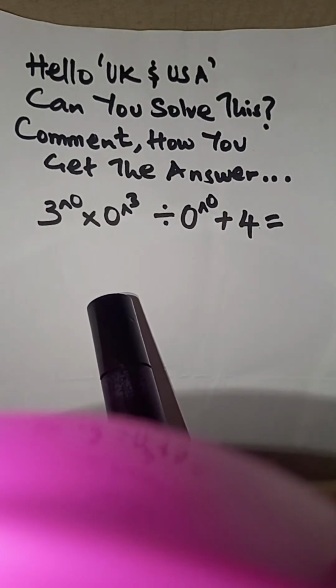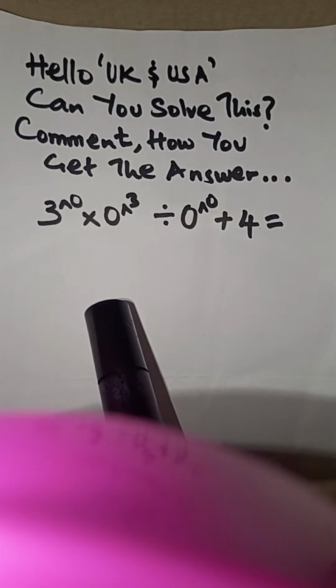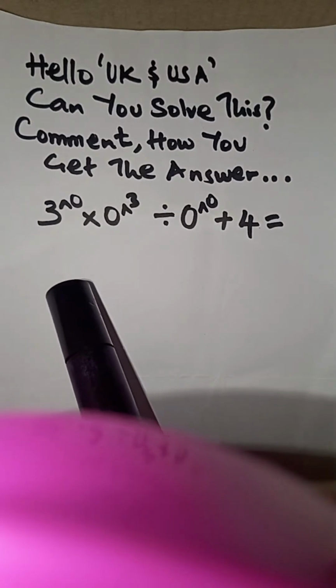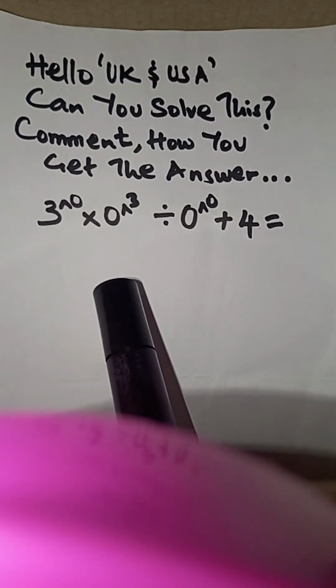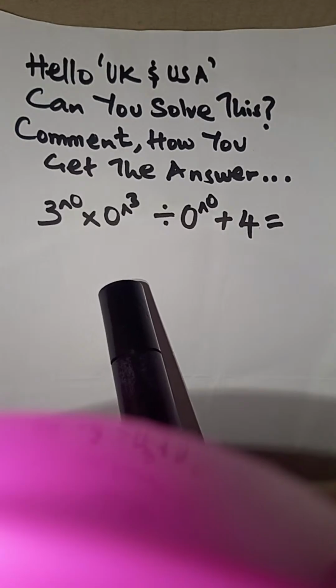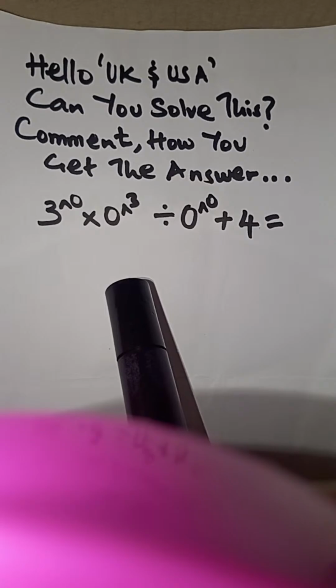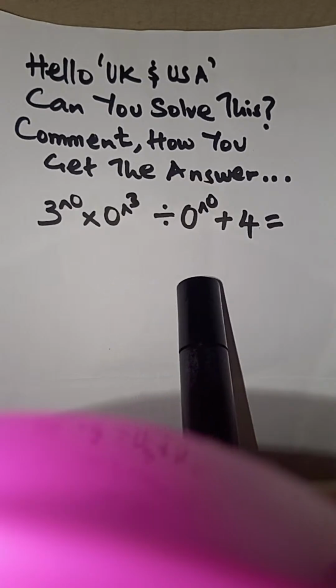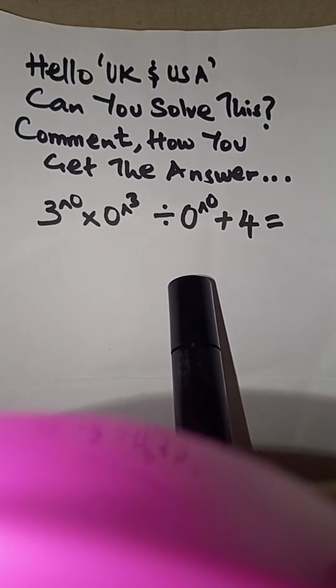We have this BODMAS challenge, given that 3 raised to power 0 multiplied by 0 raised to power 3, then divide by 0 raised to power 0, of course plus 4.